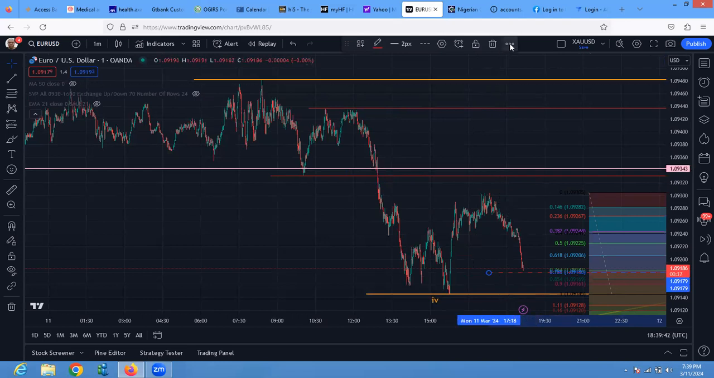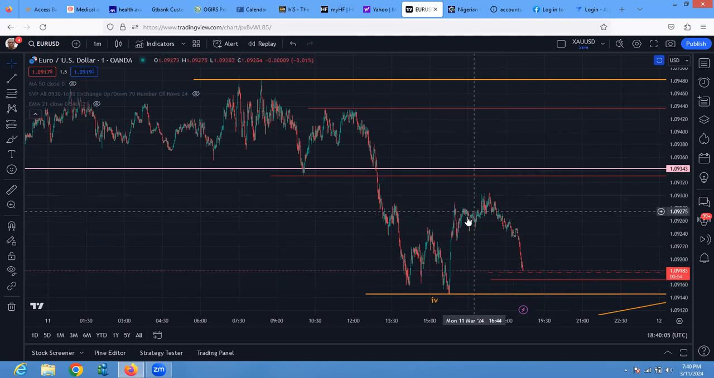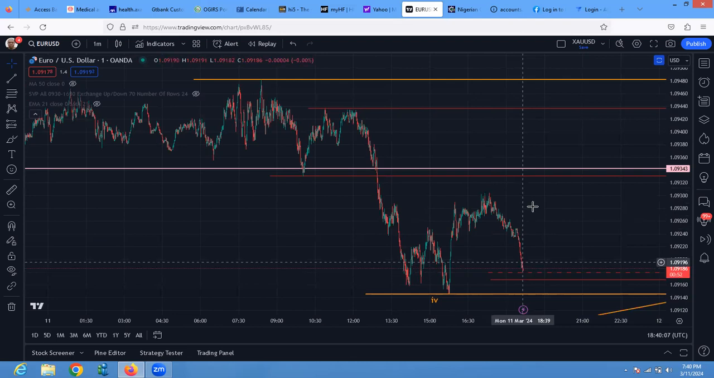And if you do that, you don't want to break below this point, if indeed our count is correct, okay? So we don't want to break below that point. What potentially I'm seeing is that we're going to have a reaction around this area to the upside. So this might just be a 1 and a 2, and we might be going further up.